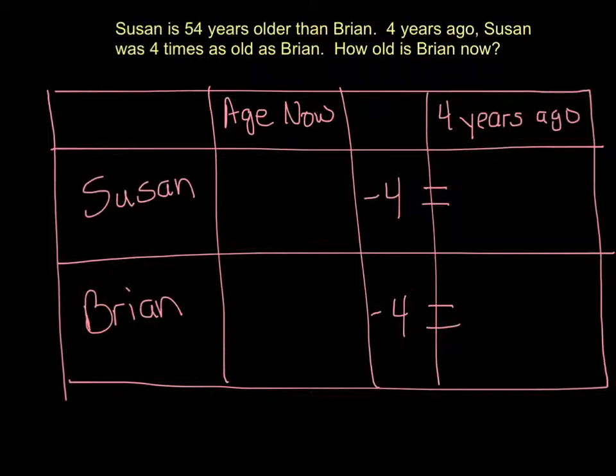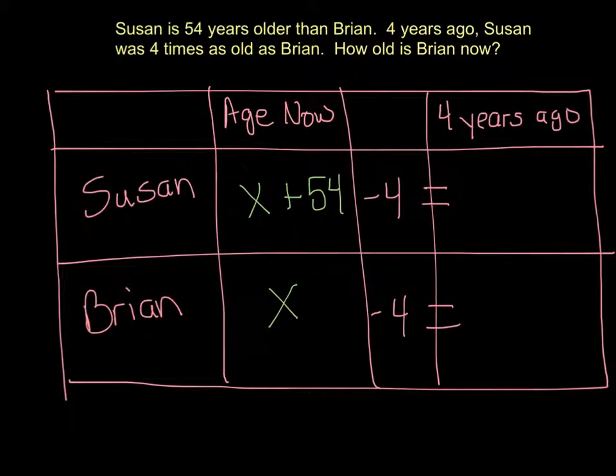Okay, for the rest of these, we're going to actually use a table. And I've already got the table started. It says Susan is 50 years older than Brian. And that would be right now. So we'll say Brian is our x. And Susan is going to be 50 years older. So that would be x plus 54.